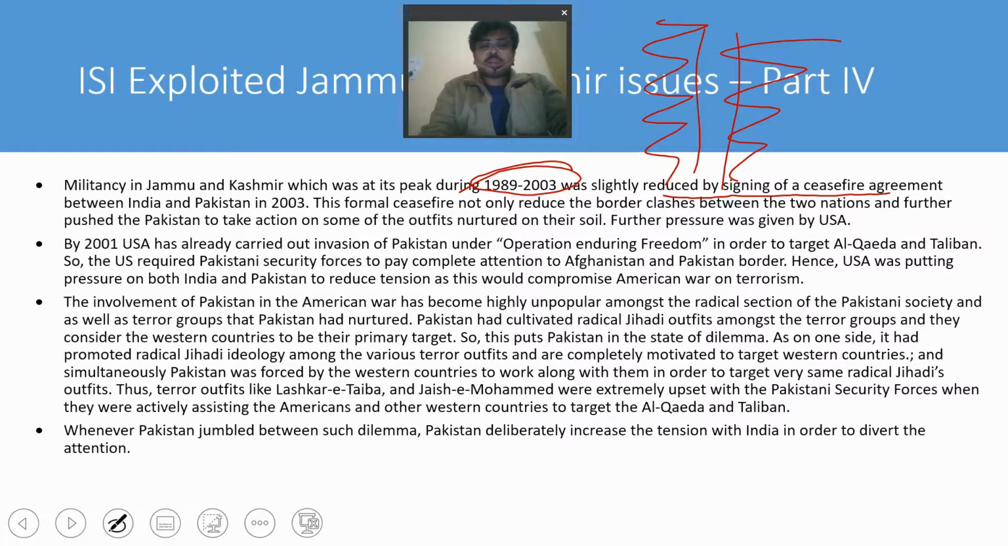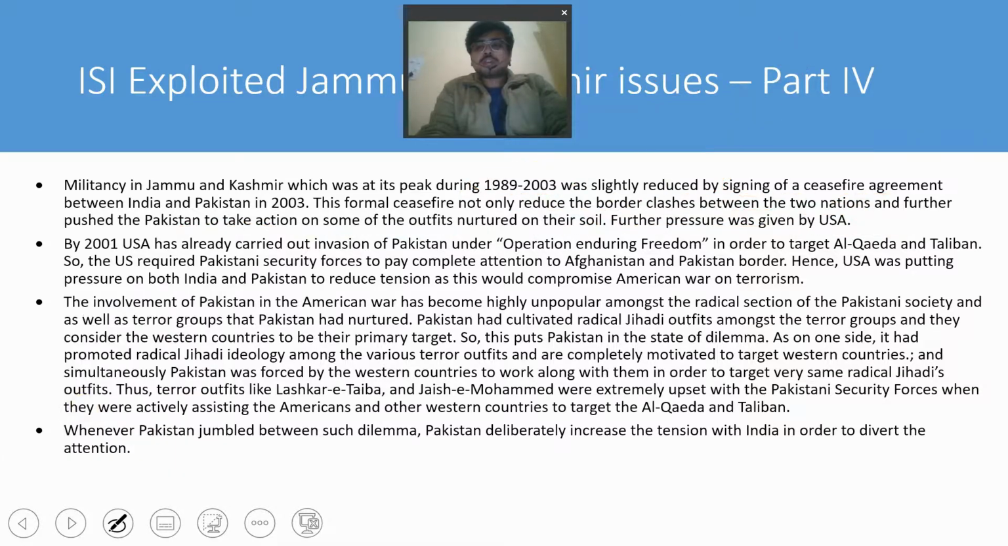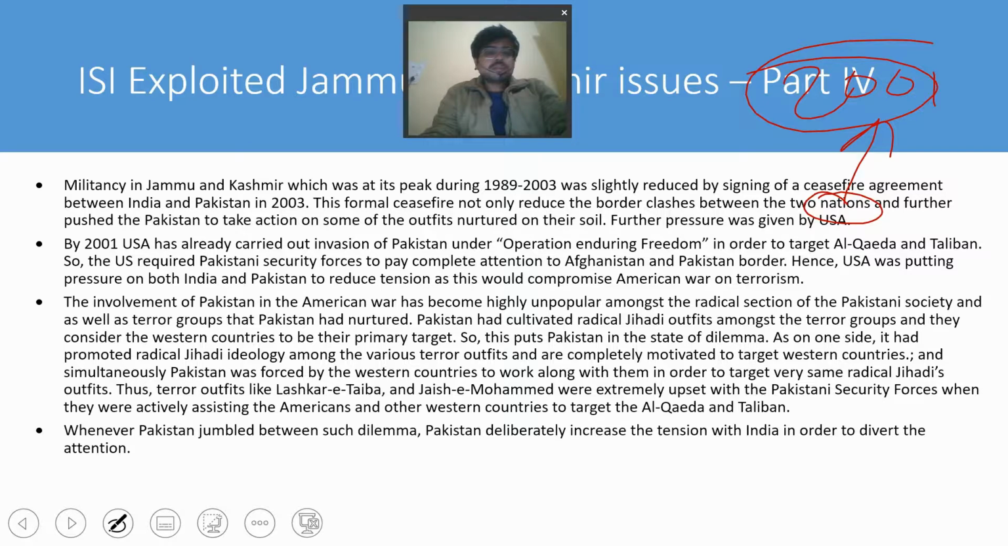The formal ceasefire not only reduced border clashes between the two nations but also pushed Pakistan to take action on some of the outfits nurtured on its soil. It was further pressurized by the USA as well, because the USA was attacked in 2001 on its World Trade Center, by Al-Qaeda led by Osama bin Laden. By 2001 the USA had already carried out operations in the region under Operation Enduring Freedom in order to target Al-Qaeda and the Taliban.